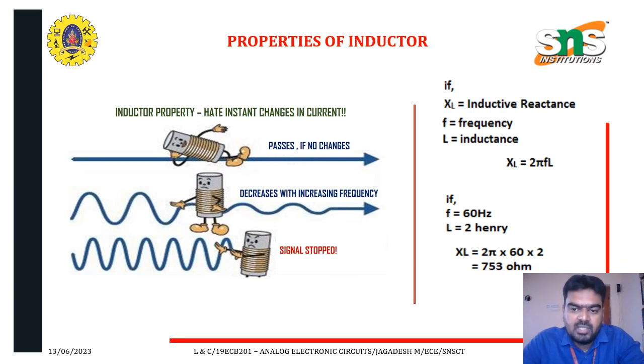But in the same case, if instead of 60 hertz you put the value of 0, what happens? XL equals 2 pi FL, so F is 0, and whatever the L may be, XL will become 0. The DC component does not have any frequency term, so the frequency of DC is 0, and XL will be 0. That means in the DC case, the direct current case, the inductor will allow the current. So this is the property of the inductor.